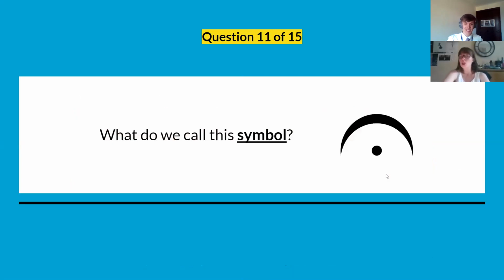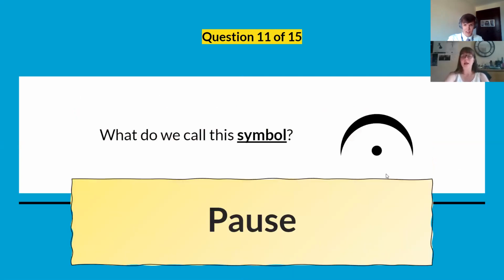Question number 11, what do we call this symbol? It is a pause, and that means you hold that note for as long as you like. But Mr. Morrell, what is this also called? It's also called a fermata, which is the Italian name. So if you're feeling really fancy, you can call it a fermata. But pause is enough.